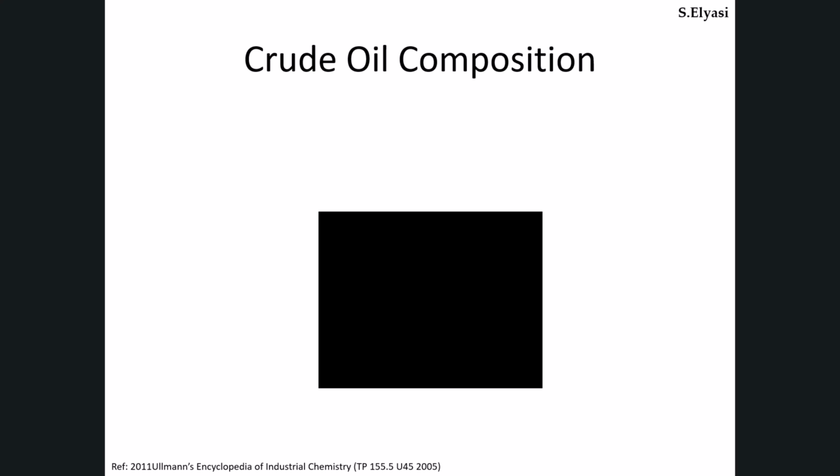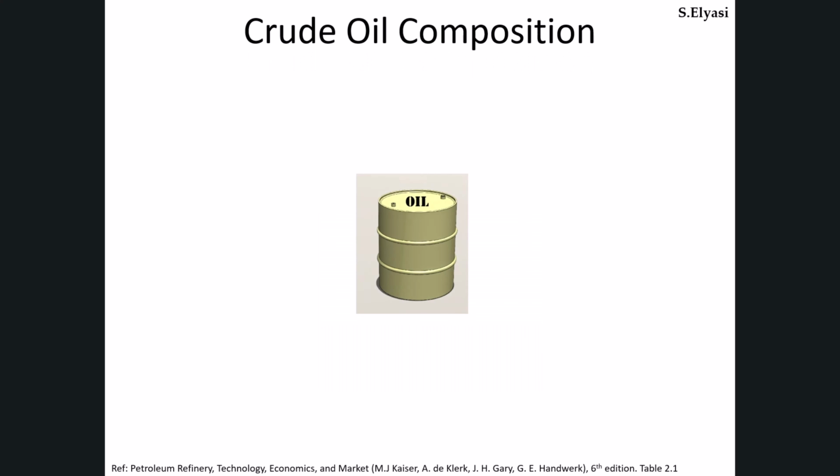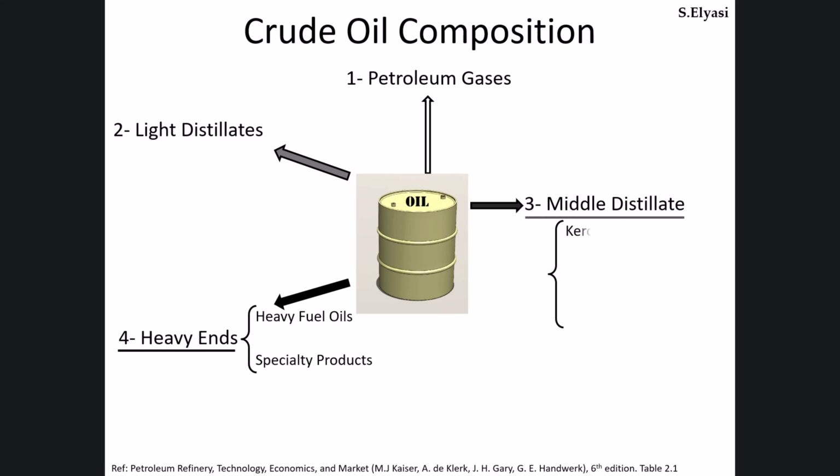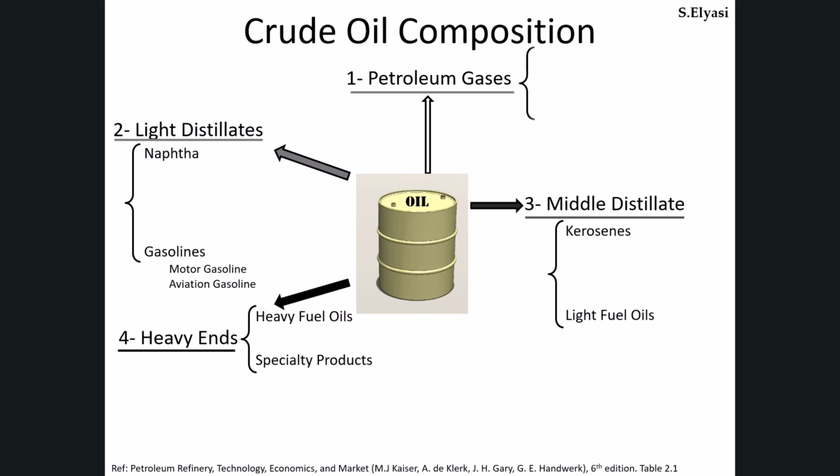Now let us look at the big picture of how refineries separate crude oil into product groups. Refinery products can be grouped into four major categories, from low to high molecular weight. 1. Petroleum gases. 2. Light distillates. 3. Middle distillates. And 4. Heavy ends. Heavy ends are often divided into heavy fuel oils and specialty products. Middle distillates are commonly divided into kerosene and light fuel oils. Light distillates include naphtha and gasolines, and petroleum gases can be grouped as natural gas and liquefied petroleum gases, or LPG.